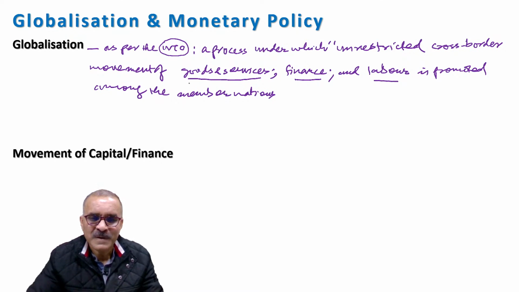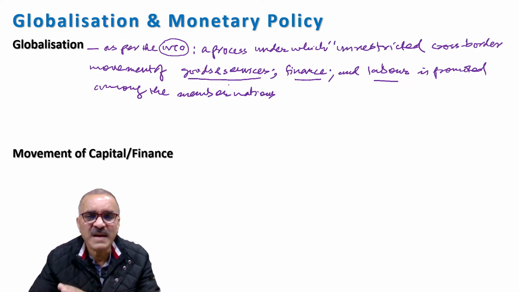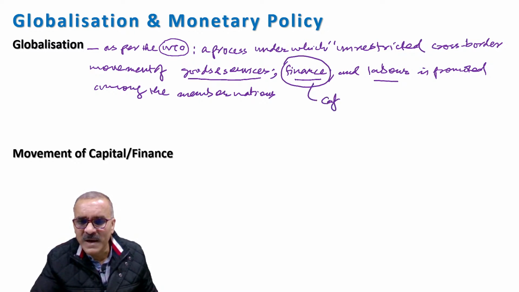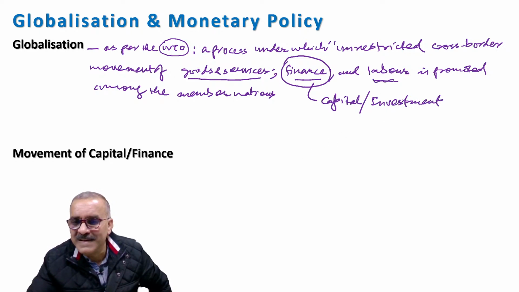Goods and services means products made in one country will be moving to another. Services produced in one country will be flowing to another without any restriction. Same thing about finance. Our discussion of today is related to finance. That can also be termed as capital. You can also call it investment. And then the third element is labor.